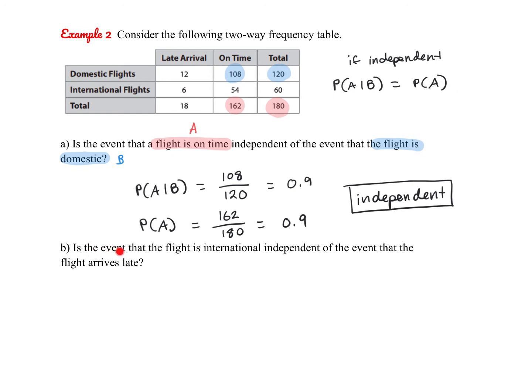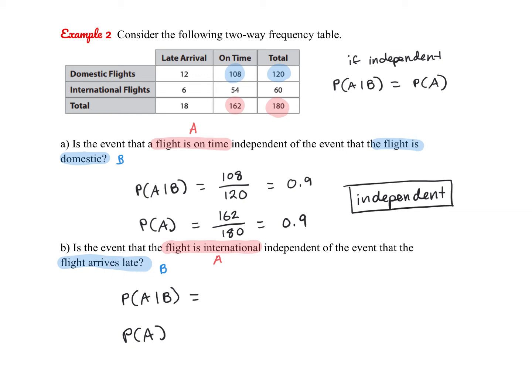So here this says, is the event that the flight is international, we'll call that event A, I'll do it in red again. Is the event that the flight is international independent of the event that the flight arrives late? So we'll call that event B. So again, let's find probability of A given B and then compare that to just the probability of A. So let's start with A given B.